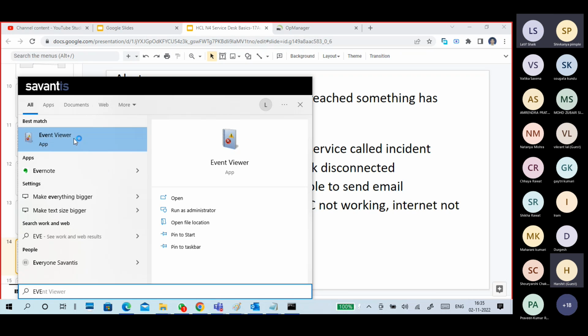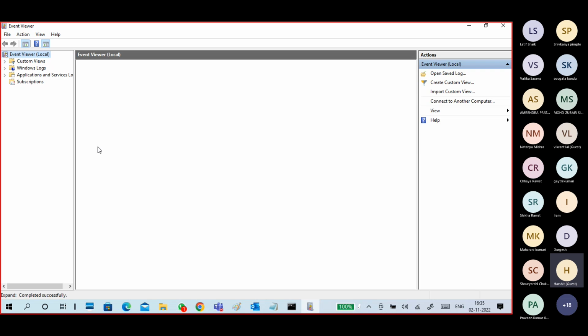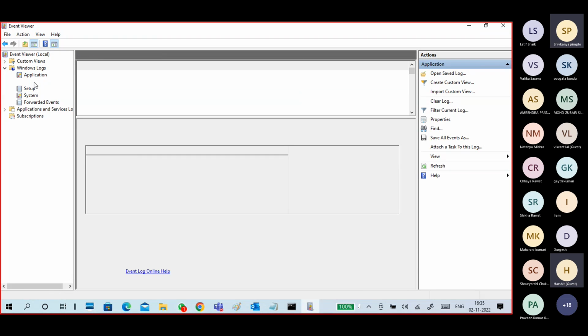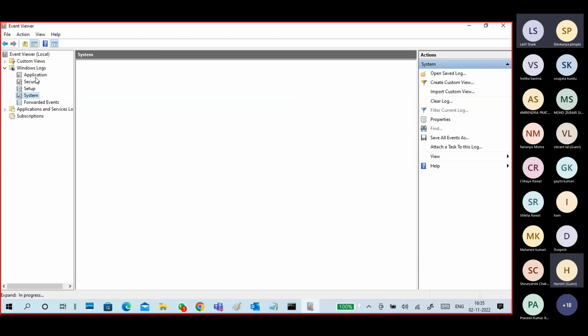Very good. This is my Event Viewer. I'm going to my Windows logs: application, security, setup, system. These are the logs. For example, I install an application, so an event will be generated: successfully application is installed. I open an application, it asks for admin rights, I give admin rights, so the application is opened successfully. Then an event will be generated.